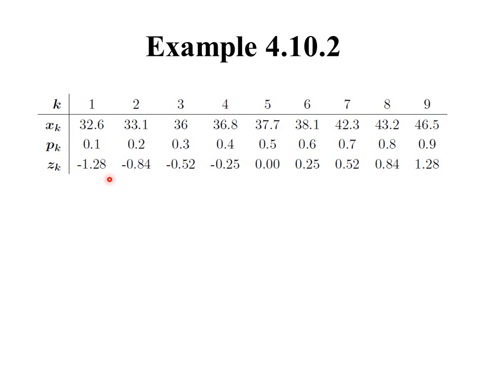Now here to calculate z sub k, what we're going to do is go to table C3 in the appendix, which is our z-score table, and we're going to look through the center of the table for an area as close to 0.1 as possible. And then the corresponding z-score is the value of z sub k. So we look for an area as close to 0.1 as we can find, and the corresponding z-score is negative 1.28. To find this z-score, we look for an area as close to 0.2 as possible. The corresponding z-score is negative 0.84, and so on and so forth.